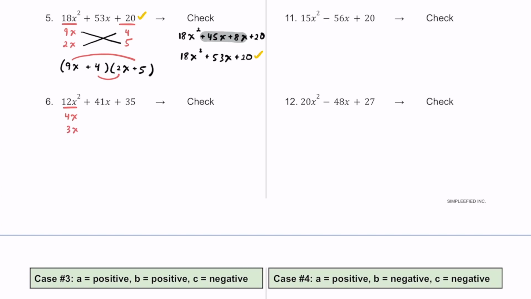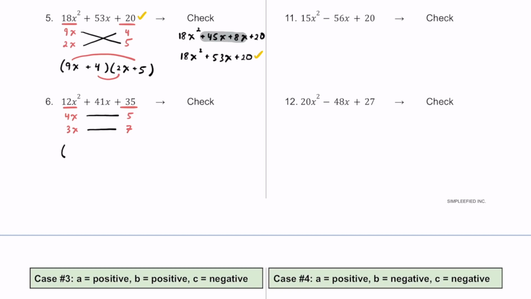if we need to. For 35, we have 1 and 35. We also have 5 and 7. So 5 and 7 are closer together. I'm going to try those ones first. If we go across here, this will be 20x and this will be 21x. 20 plus 21 is 41. I like that. So let's go ahead and pair these up.